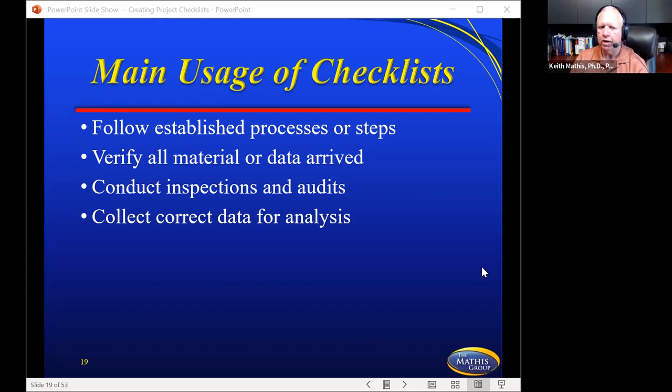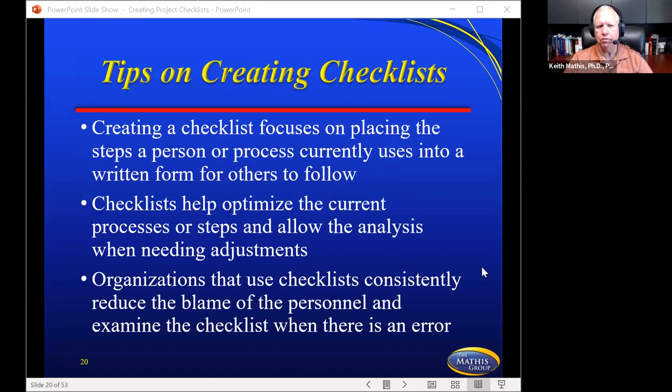And then collect correct data for analysis. In other words, what data do we need to be able to know how we're performing? If you're monitoring and controlling your project, you're going to be looking for certain types of data and analysis. If you're working on the Scrum side, you're going to be looking at your burn down and burn up charts of the features or the user stories or the story points that people are producing in each sprint or iteration. So you're going to be using some of these different pieces.